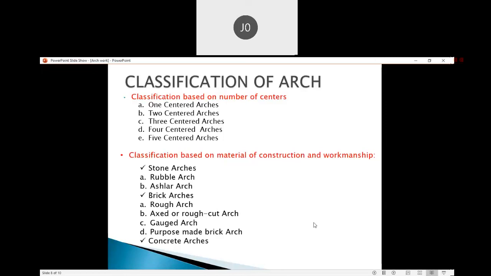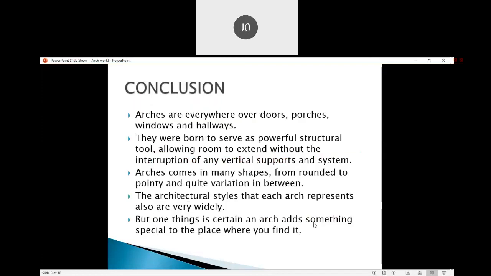Classification based on material of construction and workmanship. Stone arch, rubble arch, ashlar arch, brick arch, rough arch. B, axed or rough cut arch. C, gauged arch. D, purpose made brick arch. E, concrete arch.